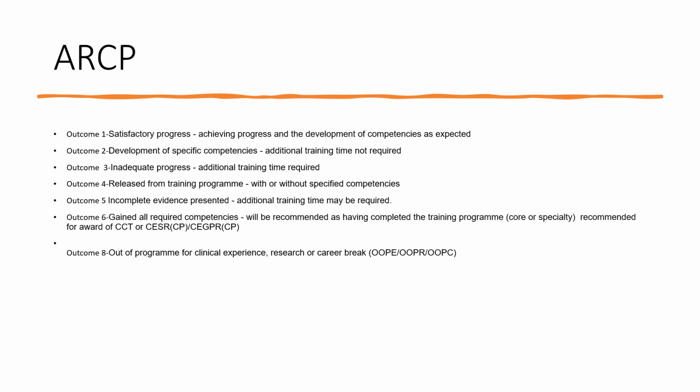Outcome 6 is you have finished your training and you can be awarded CCT, which is completion of training, and that's all that is. And outcome 6 is what we are all aiming for and trying to work towards. Outcome 8 is out of program, so you've got time out of training, so you are on some research year, or you're on a career break and so forth. So your training is sort of paused in that way.